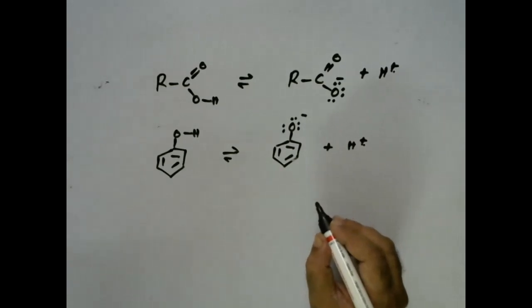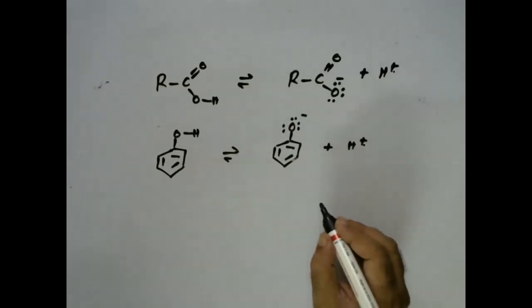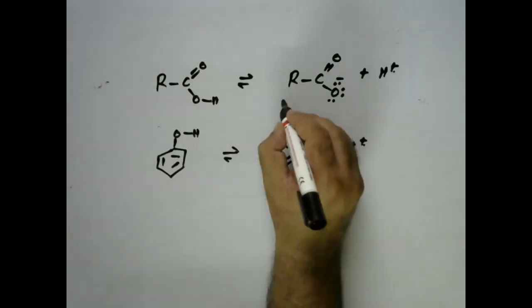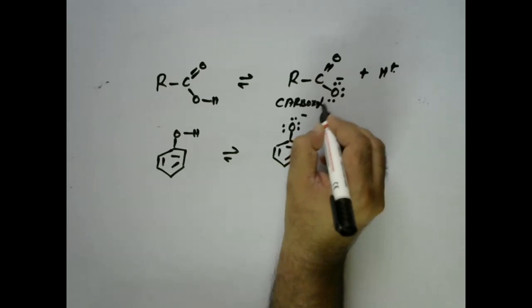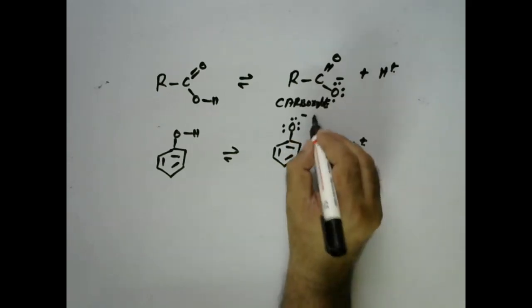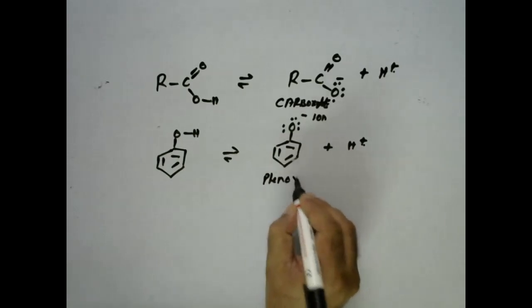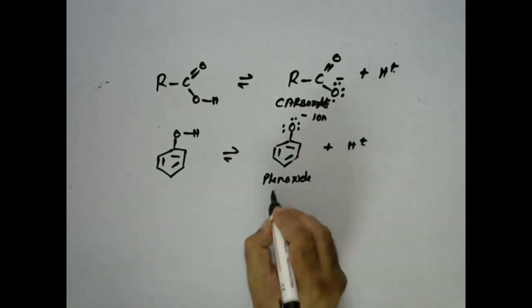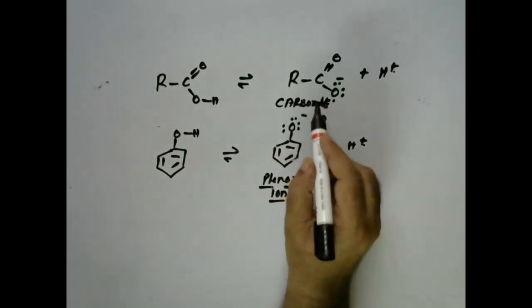Now coming back to the question, which is more acidic, carboxylic acid or phenol? What we are going to do is compare the stability of the corresponding conjugate bases. We are going to compare the stability of the carboxylate ion with the phenoxide ion. We are going to prove that carboxylate ion is more stable as compared to phenoxide ion due to resonance. This is less resonance stabilized, this is more resonance stabilized.